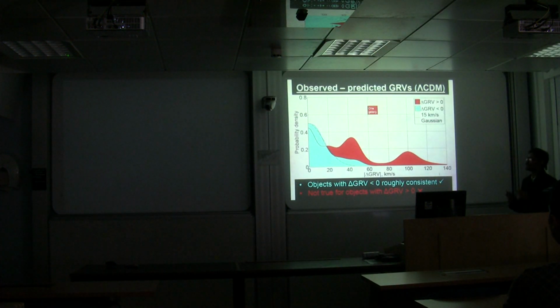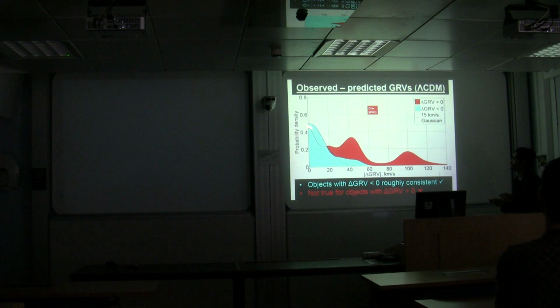So if you then try and see a histogram of the observed minus the model predicted radial velocity, so the radial velocity discrepancy, then you'll see something interesting. In blue, what I show are the galaxies which have radial velocities below the model predictions. So these are distributed like that, see.